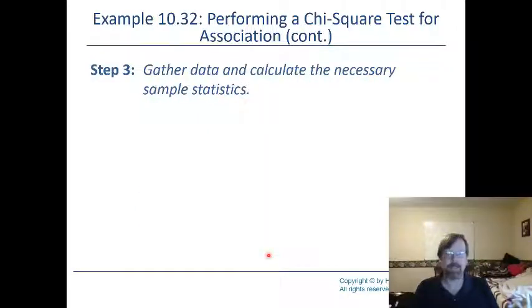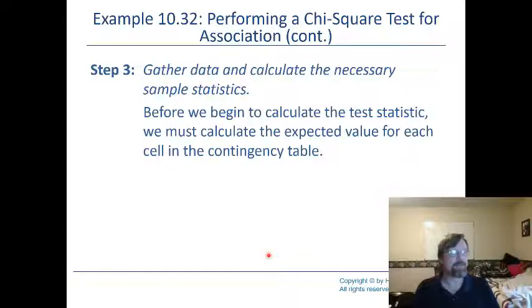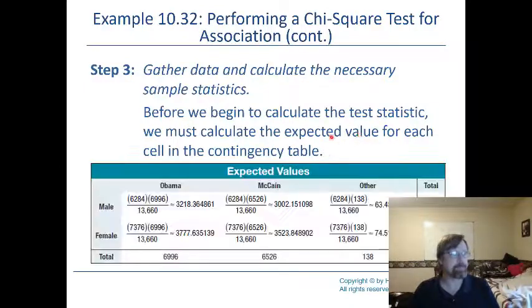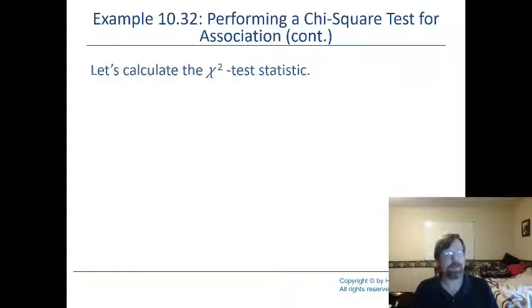So we need to first start by creating an expected value contingency table, right? So that's row total times column total over sample size. Row total, column total, sample size. It's repeated each time. So we come up with these expected values. And now we can calculate the chi-squared statistic.